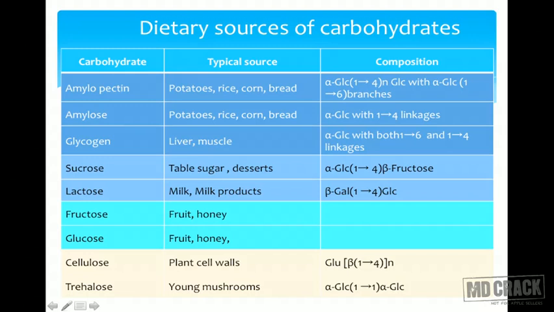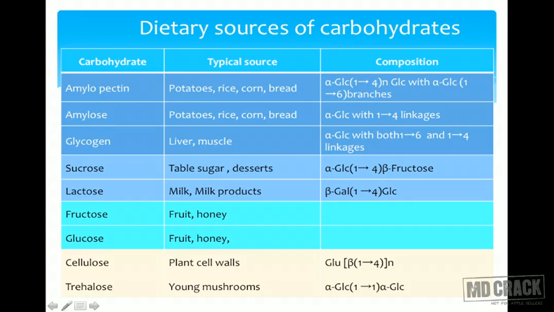Now fructose is present in fruit and honey. Glucose is present in fruits and honey as well. These are all monosaccharides. That's why I have not told you about their composition. Cellulose is present in plant cell walls. You are eating palak, you are eating any of the bhajis. So what is present in these plants? They have cell walls. So when the cell wall is there, what is the carbohydrate that is present? It is cellulose. It is again made up of glucose in the beta 1,4 linkage, many number of glucose.